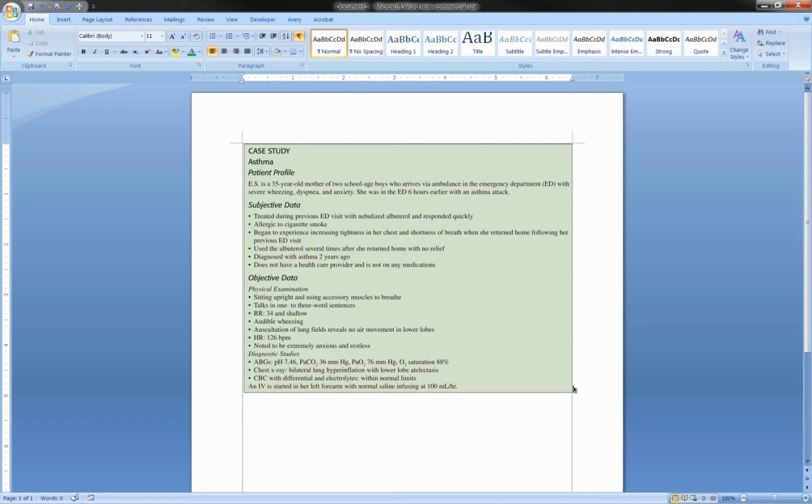She has a prior history of asthma for the last 2 years, but she doesn't have a regular PCP, and she doesn't normally take any medications. And then, of course, we've got some objective data as well. We've got our physical exam, our assessment, some diagnostic studies, and we're going to talk about those in a moment.